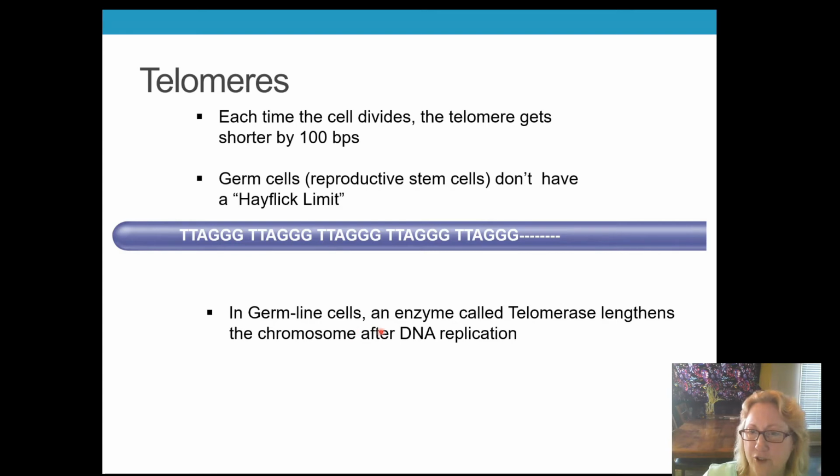So in germline cells, every time the cell divides, telomerase, which remember is another DNA polymerase, comes in and re-lengthens the telomere back to its full length. Some cancer cells have mutations that turn on the telomerase gene, which should be off in your normal body cells.